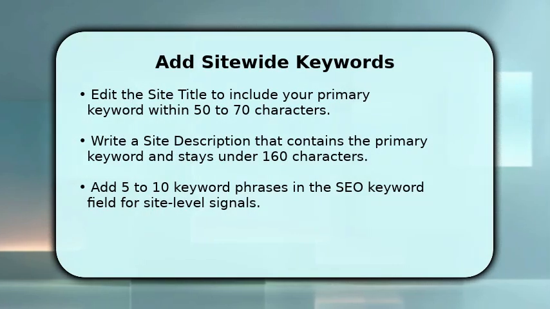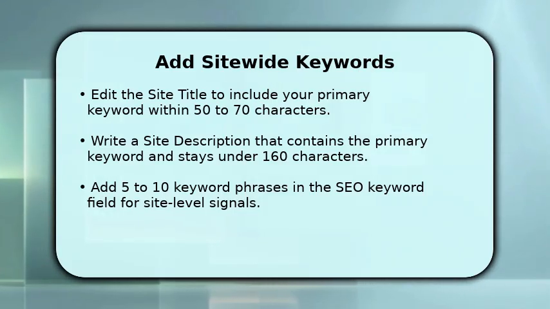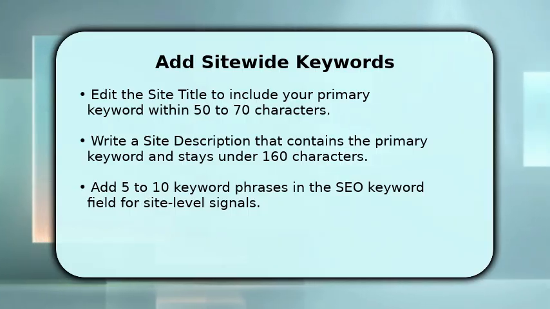Open your Wix dashboard and go to Marketing Tools, then SEO to manage site-wide metadata. Edit the site title to include your primary keyword within 50 to 70 characters for best display. Write a site description that contains the primary keyword and stays under 160 characters for search results.